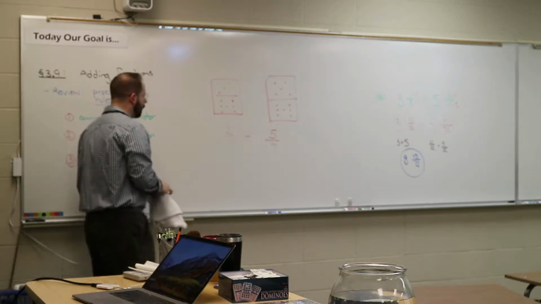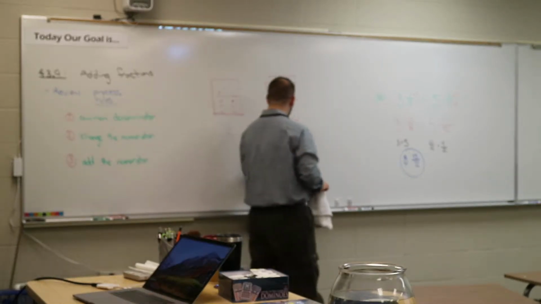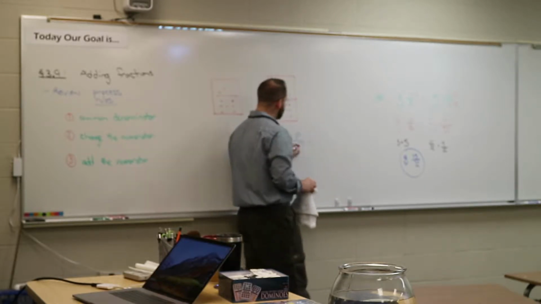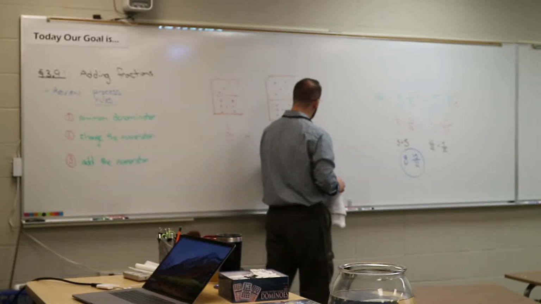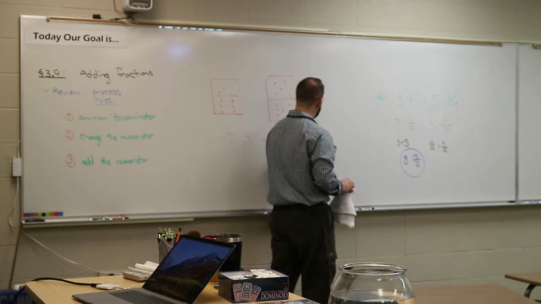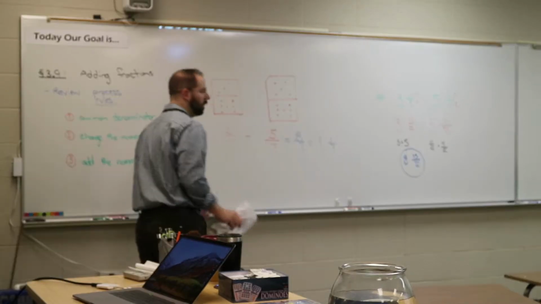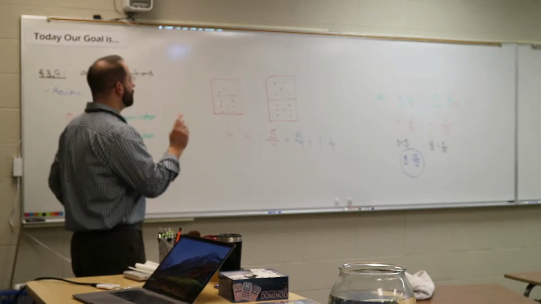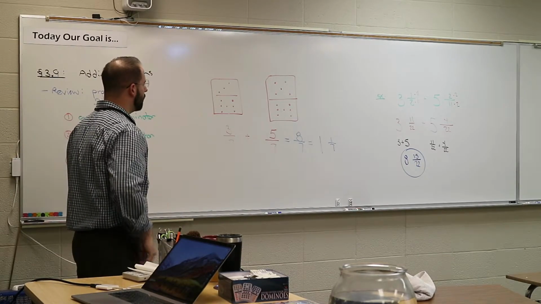So add the top. What do we get? 8 over 7. And then if I want to convert that back, I can successfully subtract 7 from that exactly 1 time, and I would be left with a 1 left over. 1 and 1 seventh. So I successfully subtracted 7 once, and I had 1 left over, and that's how I do it.